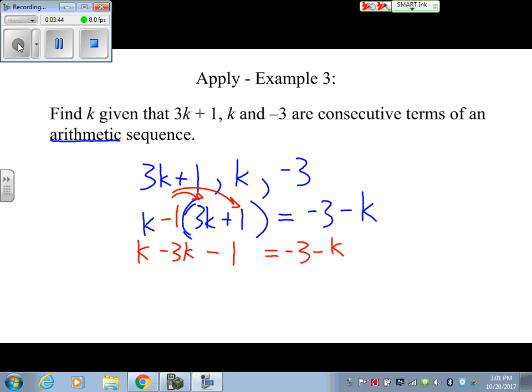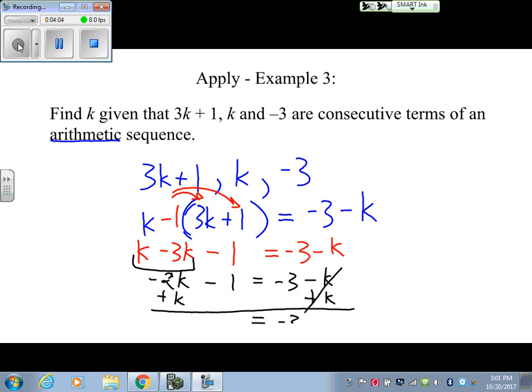Now I'm going to combine like terms. I have a bunch of k's here, and a k minus a 3k would give me -2k, because I have more negatives than positives. And then I have -3 minus k over here. Let's get all of our k's to one side. So I'm going to add k over here.